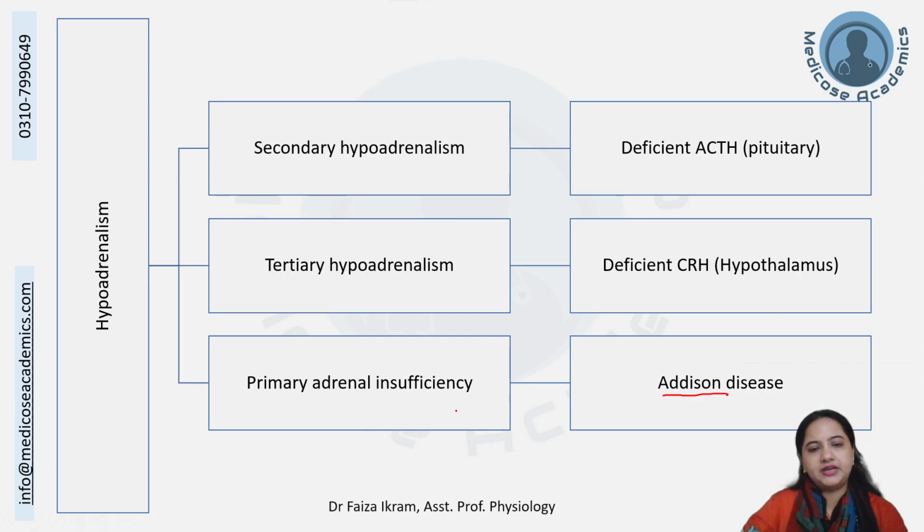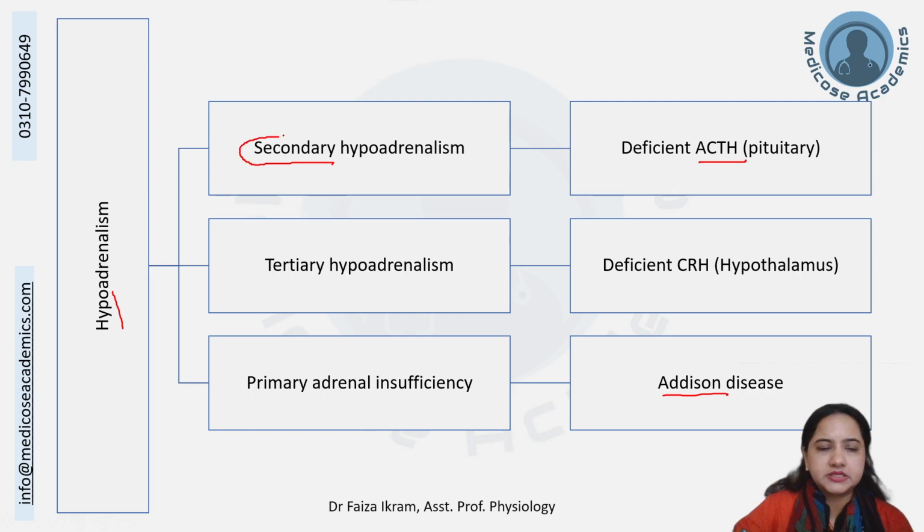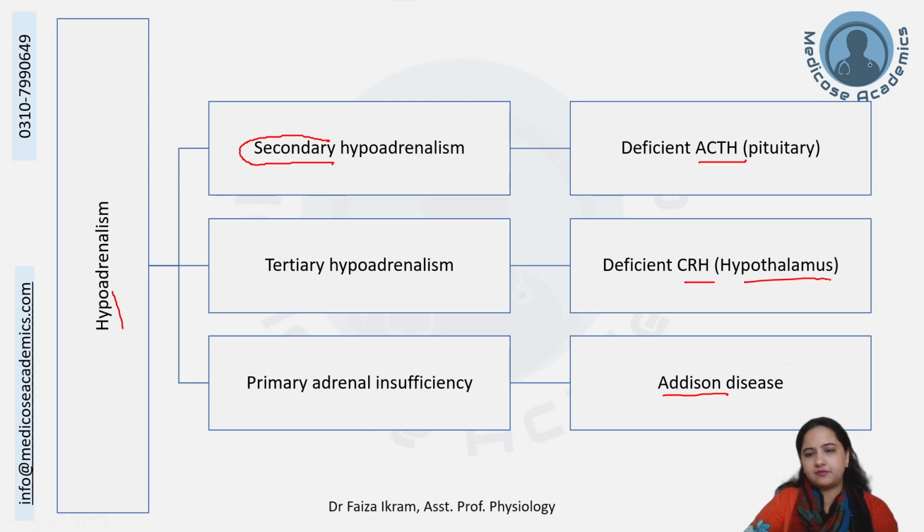If the adrenal gland itself is fine, but there is decreased stimulation by ACTH because the pituitary gland is not producing an adequate amount of ACTH, again there will be hypoadrenalism, but this time it is secondary hypoadrenalism. If the pituitary gland is also fine, and the adrenal gland is also working fine, but there is deficient corticotrophin releasing hormone production from the hypothalamus, again there will be hypoadrenalism of tertiary type.